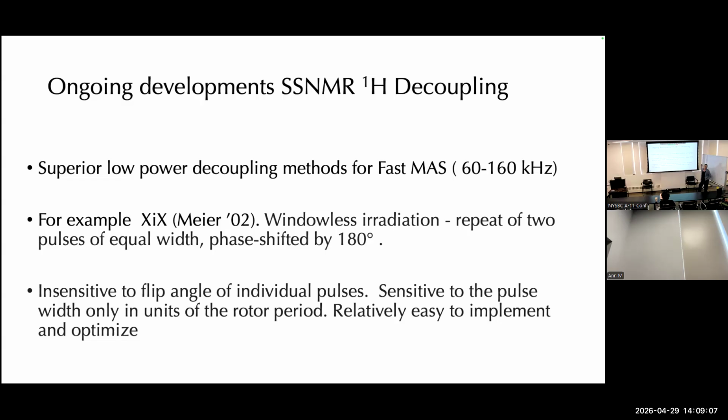One of the first examples of this that came out was from Van Meerten's group around 2002. It's called XiX, where the i stands for inversion, and so it's sort of like a two pulse sequence. Windowless irradiation, a repeat of two pulses of equal width, phase shifted by 180 degrees. It's insensitive to the flip angle of the individual pulses, so it doesn't really have to be a high power pulse or anything. Sensitive to the pulse width only in terms of how many units of rotor period you have. Relatively easy to implement now.